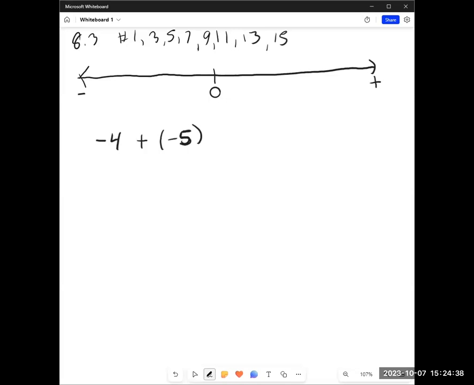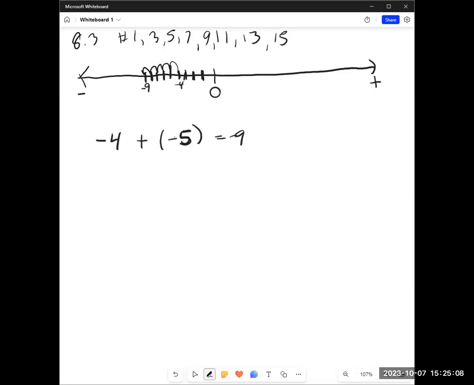So if I add things that are going in the same direction, I take 4 steps to the left and then I take another 5 steps to the left, I'm going to continue to be on the left-hand side of the number line. So I'm going to start at -4, and I'm going to move 5 steps in the negative direction. 1, 2, 3, 4, 5. I'm going to count -5, -6, -7, -8. I'm at -9.